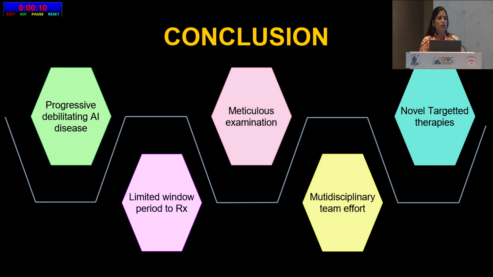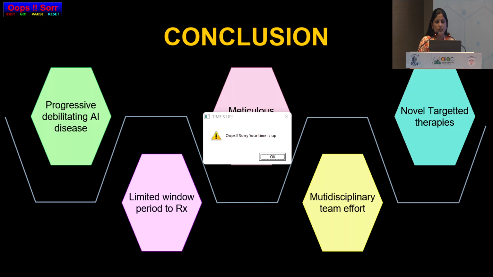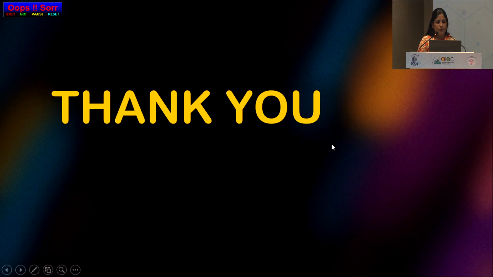So in conclusion, thyroid eye disease is a progressive, debilitating autoimmune disease with a very limited window period to treat, which requires meticulous examination because clinical diagnosis is the cornerstone. A multidisciplinary team approach is required, and novel targeted therapies are the way forward. Thank you very much for your kind patience.